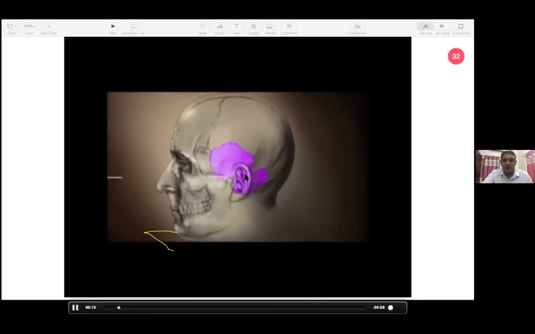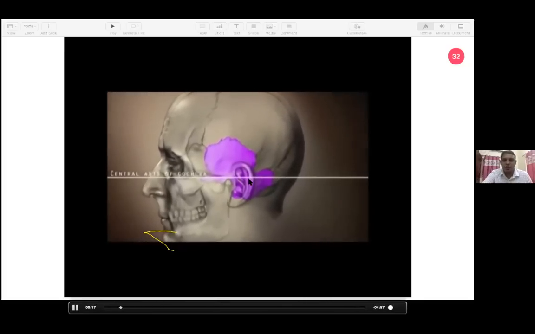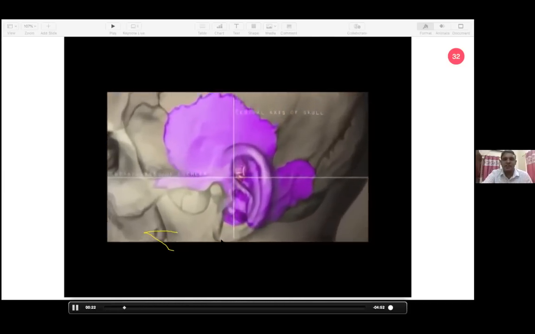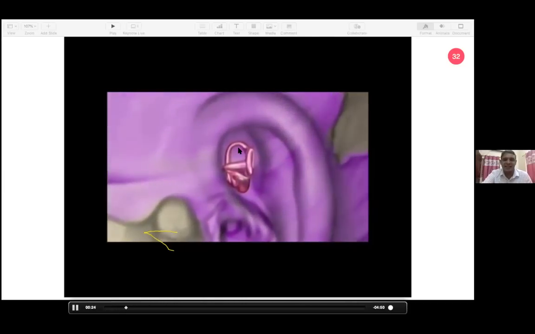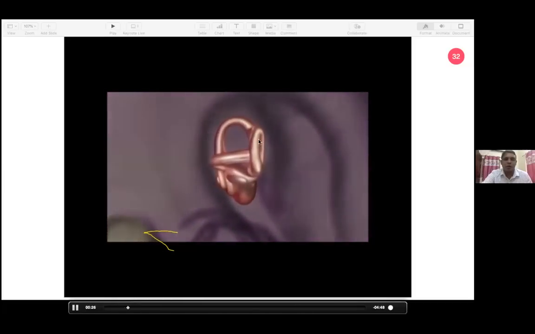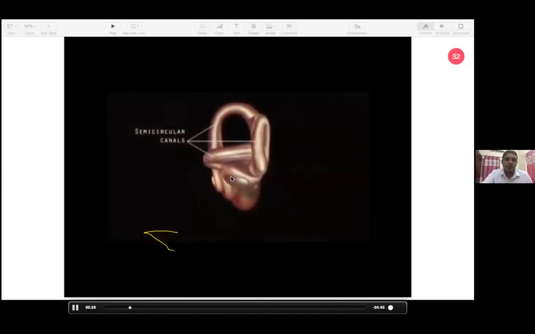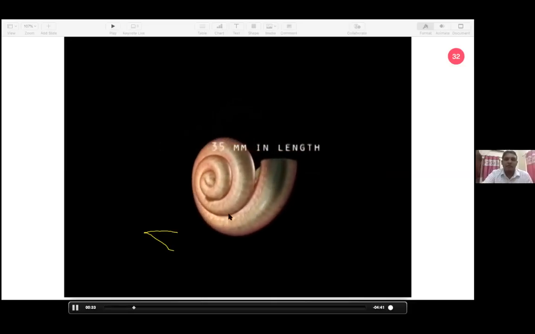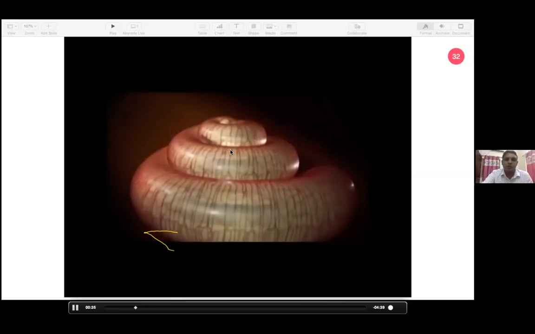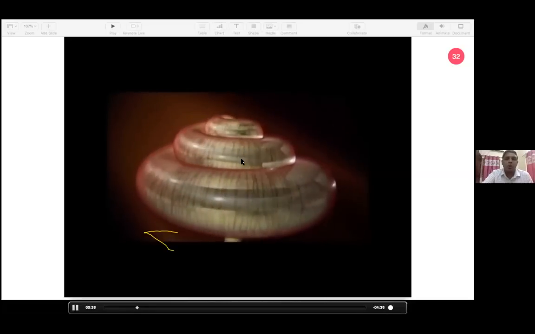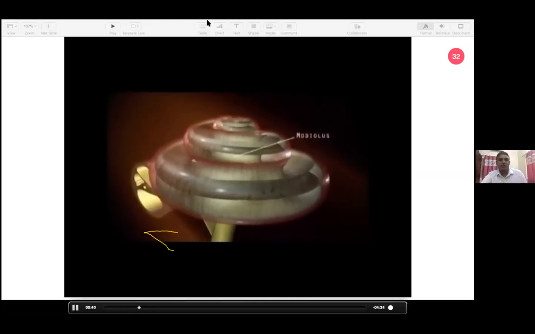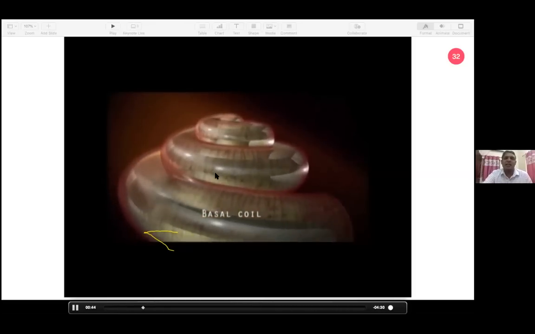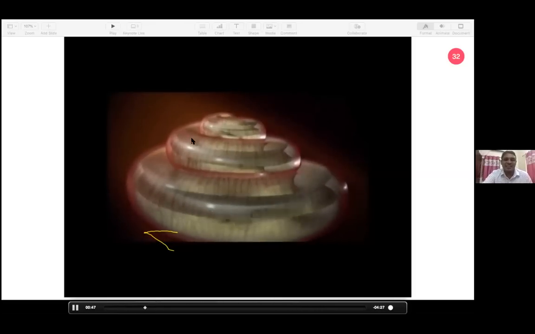The central axis of the cochlea is exactly perpendicular to the central axis of the skull. This is how exactly a labyrinth is located in the petrous part of the temporal bone. This is how the cochlea is there, and this is the spiral of the cochlea. We have nearly 2.5 to 2.75 turns. In reality, it is 2.67 turns.